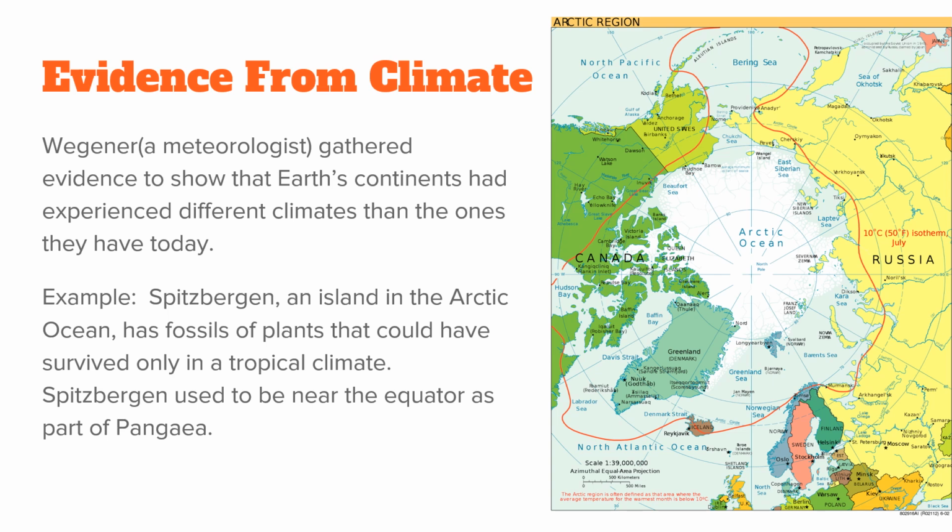So, what is the general pattern in the evidence that supports the hypothesis of continental drift? Things found at multiple sites.